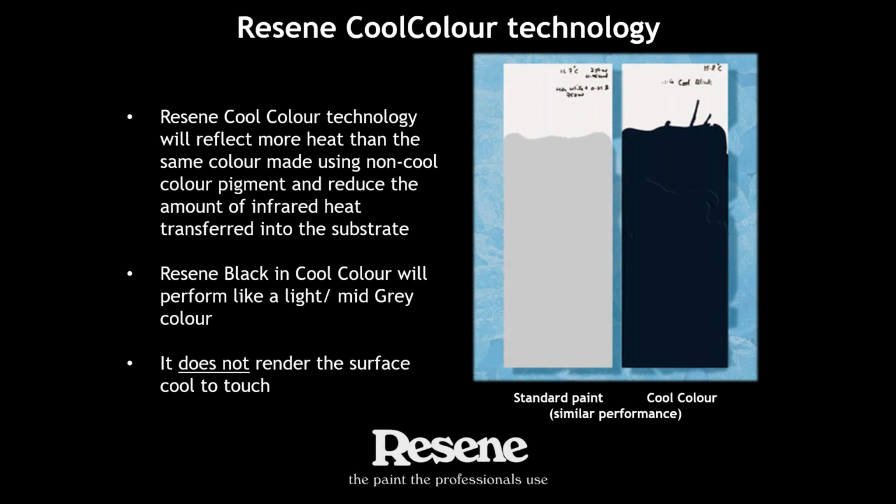This is just a good representation of Resene Cool Color at work. On the picture on the right-hand side there, the black sample is Resene Cool Color in black, and it performs in a similar area as the sample on the left, which is a light to mid-grey. That's a standard paint color. So those two samples perform about the same when they're on in a cladding situation, or roof for that matter.